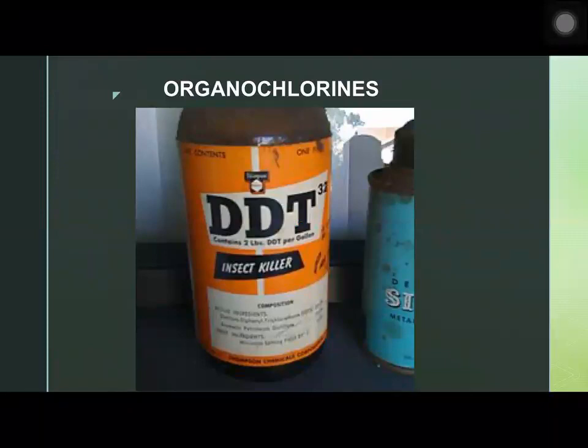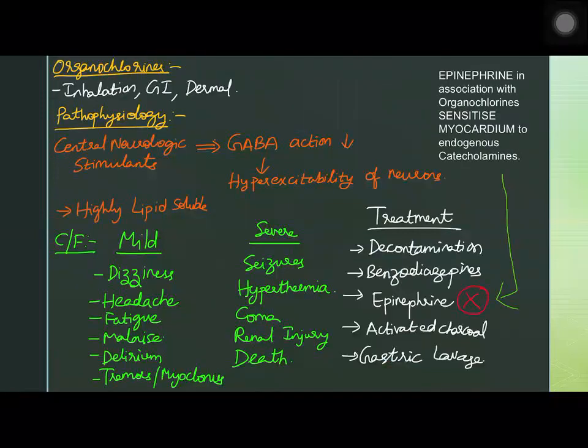Coming to organochlorines. Exposure is through inhalation, GI or dermal. The pathophysiology is central neurological stimulation, where GABA, the inhibitory neurotransmitter, is inhibited. So hyperexcitability of the neurons will happen. And organochlorines are highly lipid soluble, so the rate of absorption will also be very high, because all the lipid soluble compounds are absorbed at a faster rate.